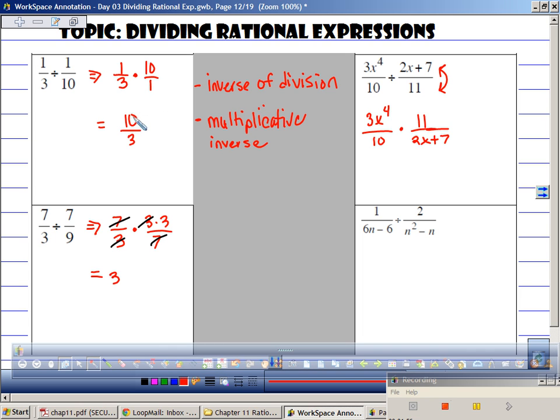You leave it as 10/3. Yeah, you wouldn't be able to cross anything out. Okay, so the only thing we have different with this one is we're still taking the inverse of division, and then we're also factoring and doing the multiplicative.